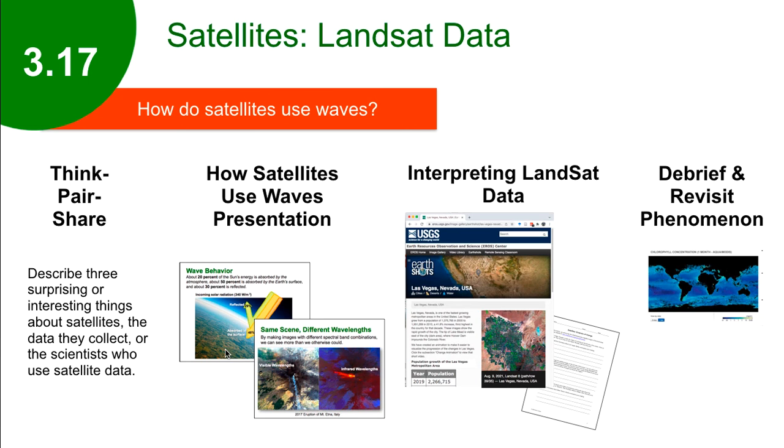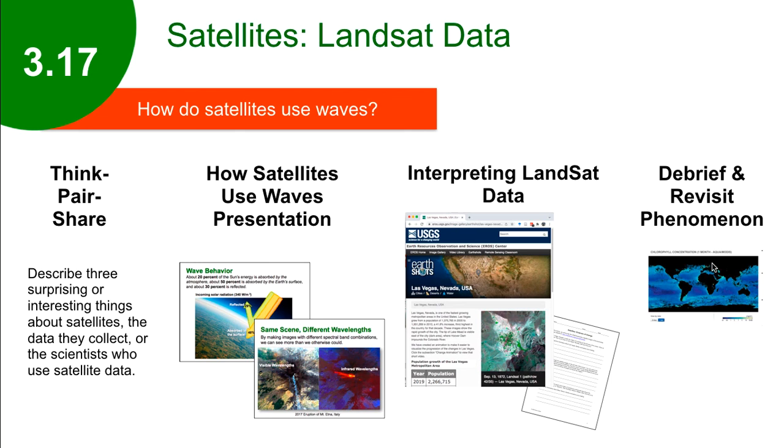In lesson 3.17, we recap the 2 previous lessons with a warm-up, Think, Pair, Share. We walk through a presentation to help answer the question, how do satellites use waves? The presentation introduces a case study of Landsat, which is famous for its false color photographs. And we have the students look at a few specific Landsat images recorded over time. A worksheet guides them through this USGS website.